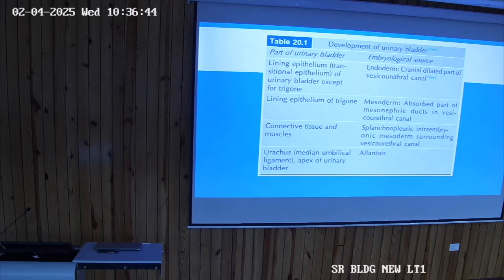Now this urachus, after birth, is replaced by a ligament, the median umbilical ligament. So there is this ligament that connects the apex of the bladder to the umbilicus, which is known as the median umbilical ligament. The median umbilical ligament is a derivative of the urachus. The urachus is a derivative of the allantois. Where does the allantois come from? It is a small outpouching from the yolk sac.